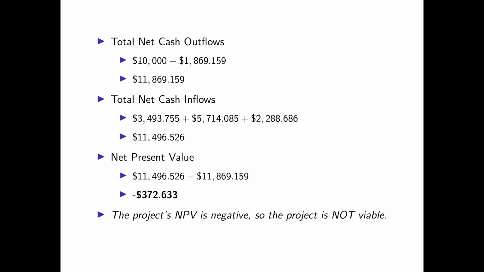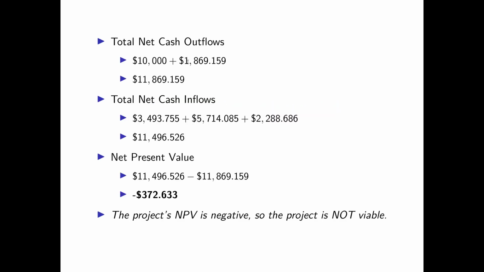All right. So what are the cash outflows? These are the cash outflows. This is the initial cash outflow, and this is the cash outflow in year 1. So we have a total cash outflow of 11,869. And this is the sum of all the present values of our cash inflows. So we have 11,496,000. So when we subtract the cash outflows from the cash inflows, we obtain a negative value.